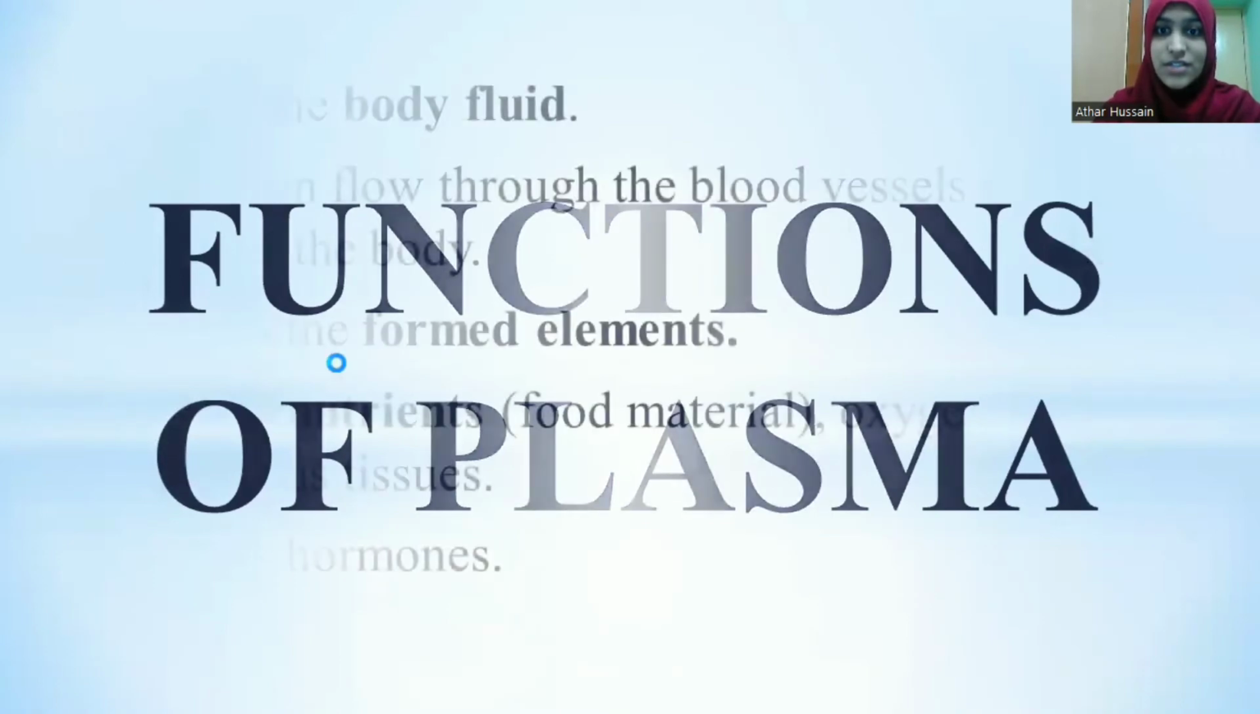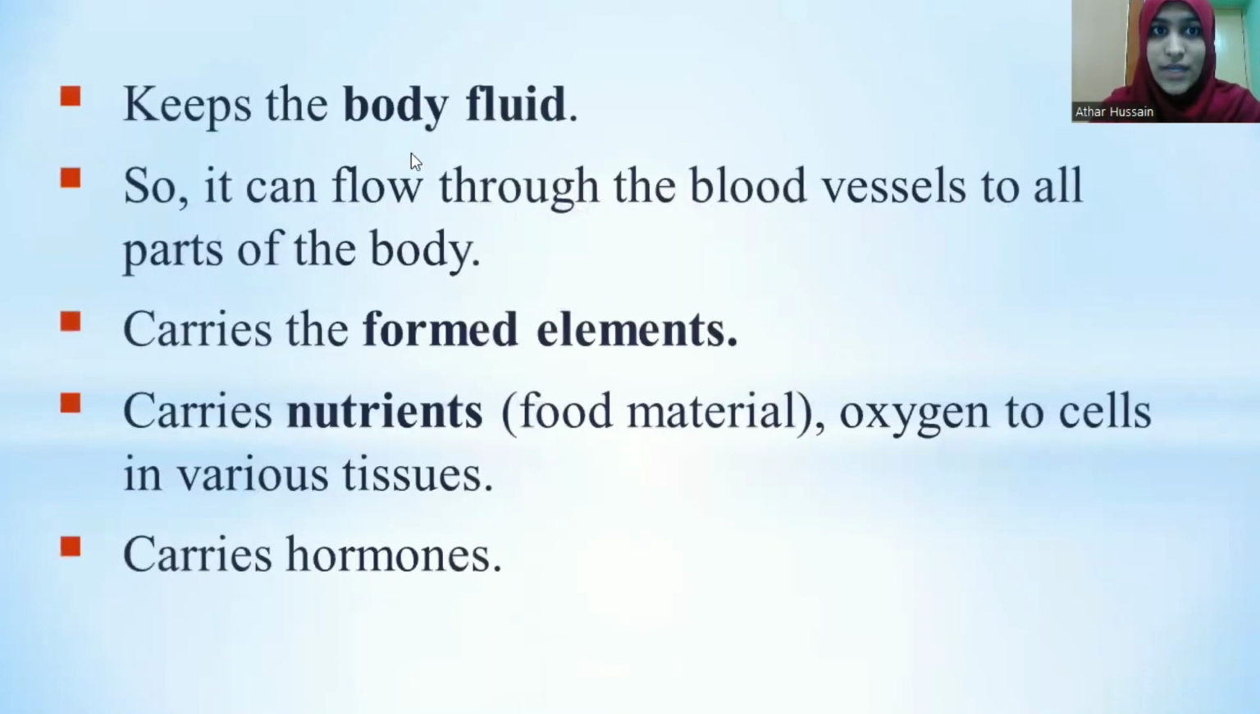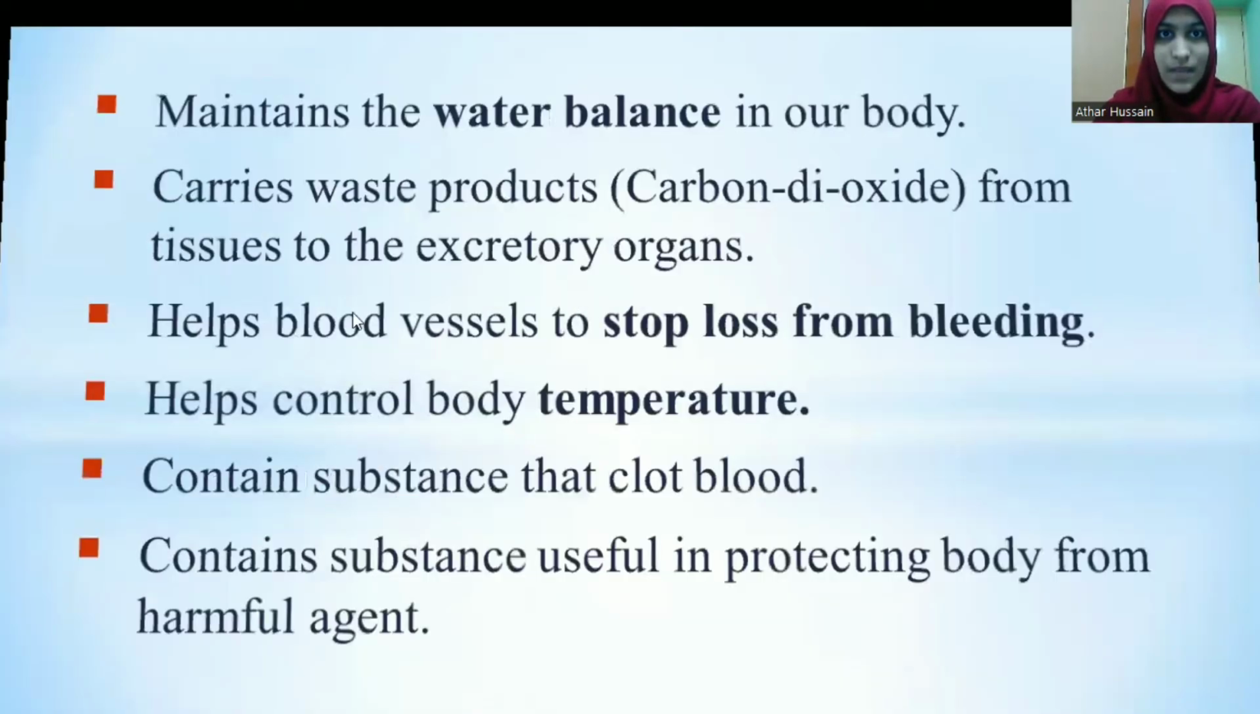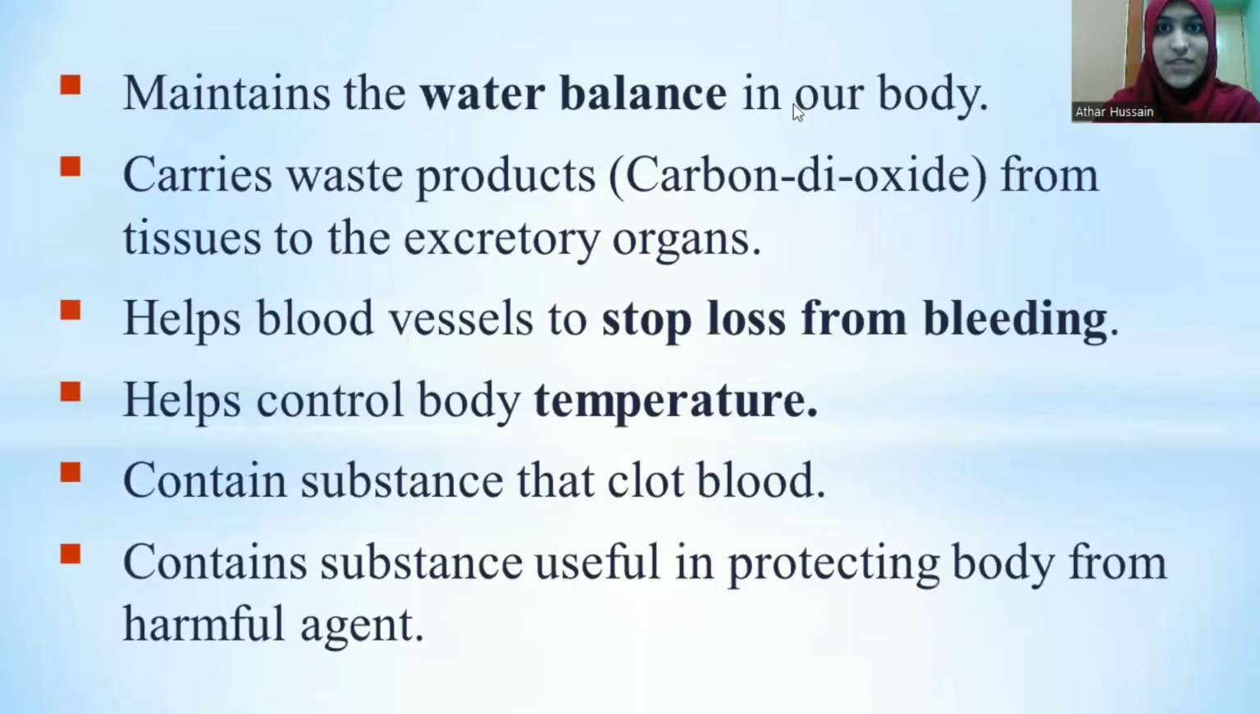Now coming to the functions of plasma, it keeps the body fluid so it can flow through the blood vessels to all parts of the body. It carries the formed elements, it carries nutrients, food material, oxygen to cells in various tissues, carries hormones. It maintains the water balance in our body. This is very important. It carries waste products, that is carbon dioxide from tissues to the excretory organs. It helps blood vessels to stop loss from bleeding. Helps control body temperature. It contains substances that clot the blood. It contains substances useful in protecting body from harmful agents.